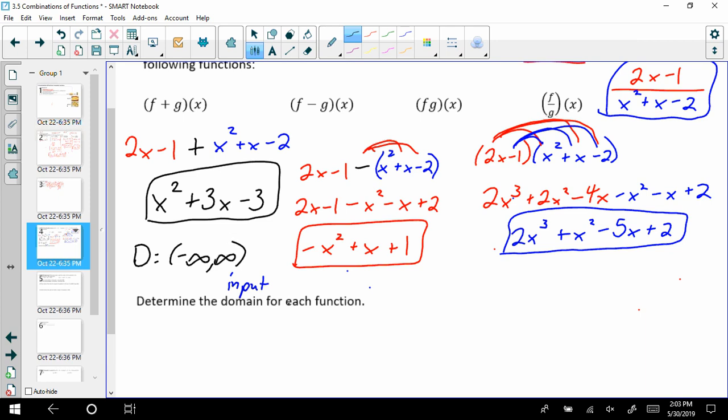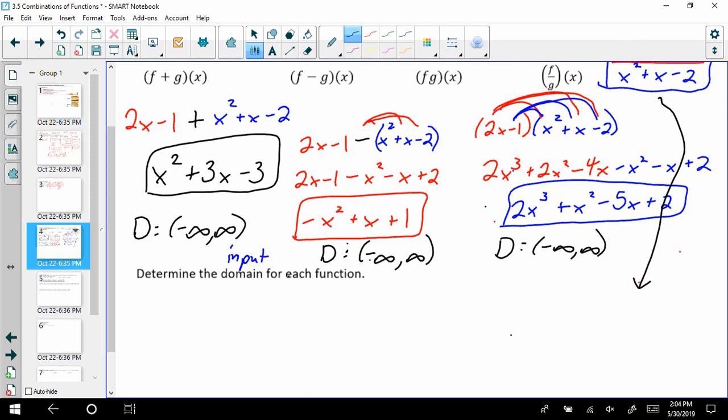Everything is okay. The next one, do I have any denominators or square roots? No. So everything works. All x values work. Next one, same thing. I didn't have any denominators or square roots. Now, unfortunately, the last one does have a denominator. So down here, I have to figure out what makes that bottom 0.